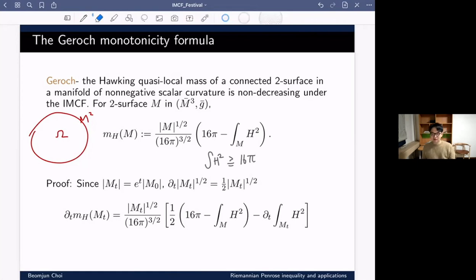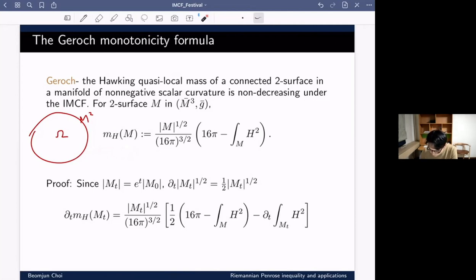If my space is like the universe, which we assume here as a three-manifold with non-negative scalar curvature, then usually we can make this less than 16 pi, and the difference exactly measures how much the space is curved, and after some scaling given by this quantity here, we define some notion of mass. That's the Hawking mass. And the important monotonicity observed by Geroch is that if my surface is connected and the ambient three-manifold has non-negative scalar curvature, then this Hawking mass is non-decreasing. So the d/dt of this Hawking mass is non-negative.